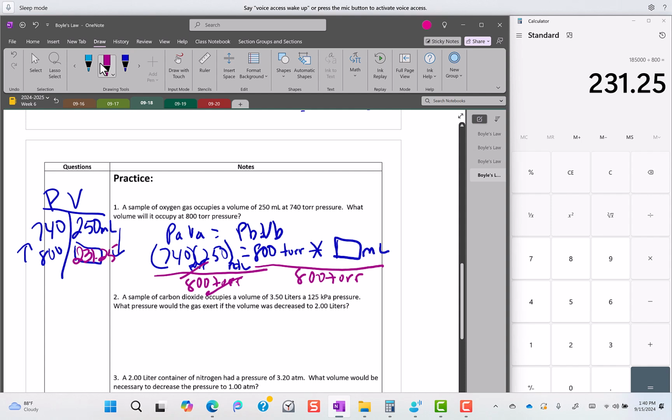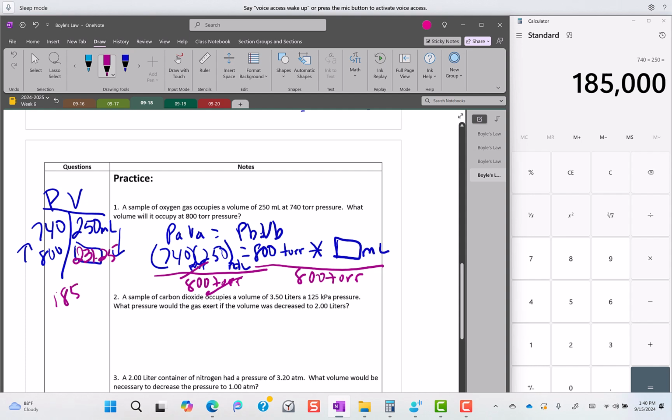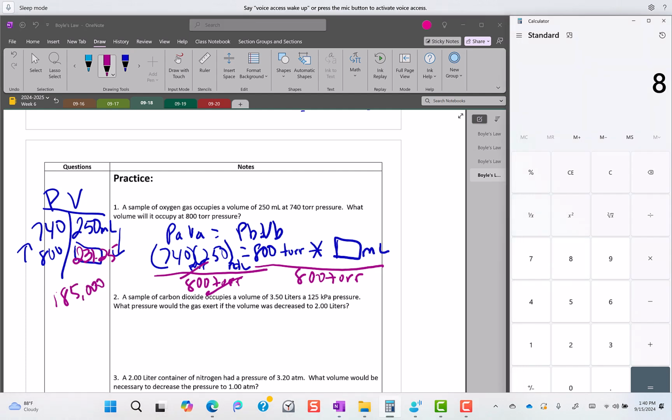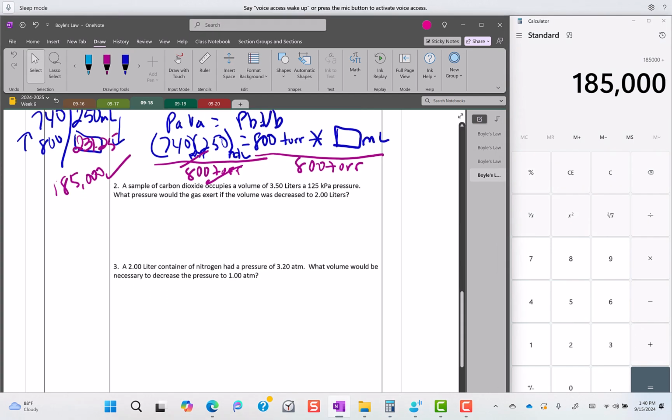Remember to verify this, we're going to double check. So we're going to clear, we're going to do 740 times 250. This is 185,000. I'm going to find out that 800 times 231.25 equals 185,000. Yes, they check. Okay. All right.